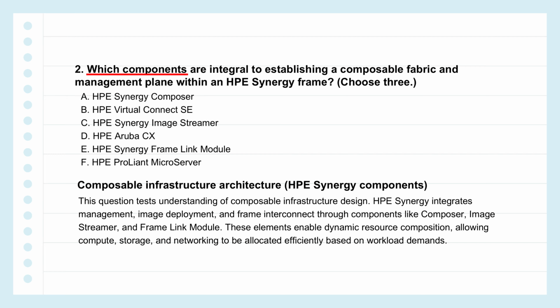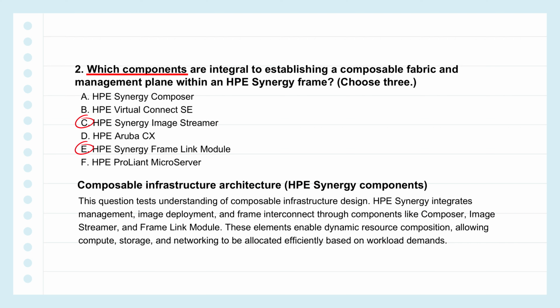Right. Because historically, a server was a fixed box of compute, storage, and networking. Composable infrastructure treats all of that as fluid resource pools that can be assembled on the fly via code. Which is huge. To build that core fabric and intelligence layer in HPE Synergy, you need 3 very specific components. The correct answers are A, C, and E.